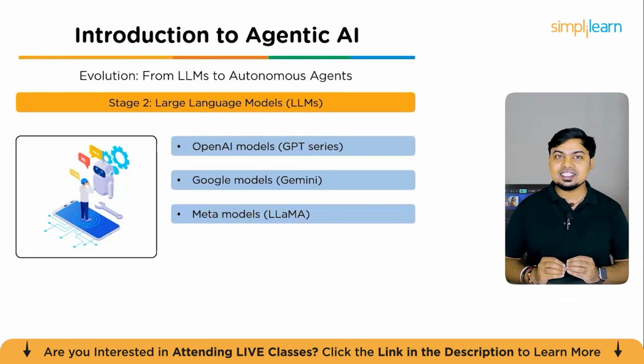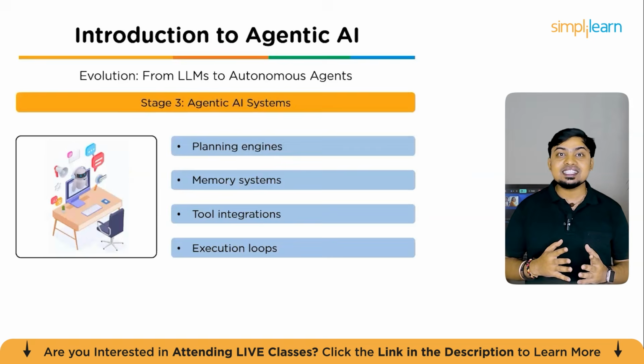The third phase is the important one. The third phase is agentic AI. Here, language models are combined with planning systems, memory mechanisms, tool integrations, and execution loops. This allowed AI systems to operate continuously towards a defined objective, similar to how a human assistant would work.